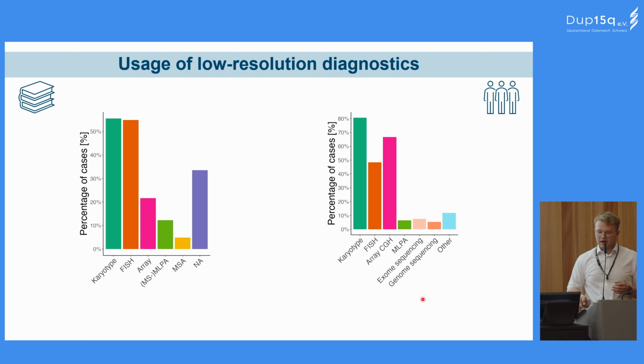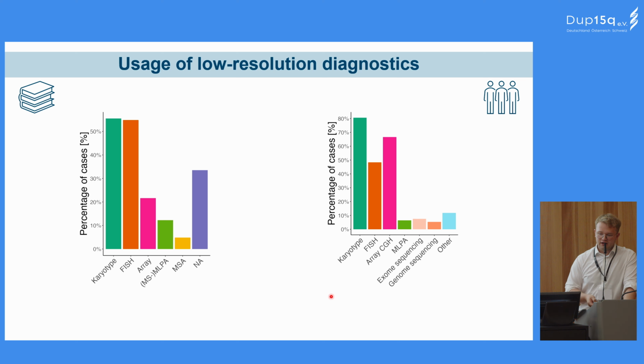What you might see is that more, I would call them, traditional diagnostic tests like karyotyping and FISH are the dominant diagnostic approaches in characterizing the Dup15q genotype. But these technologies are low resolution. If you look here at our registry data, we have an increasing number of individuals who received array diagnostics or even exome or genome sequencing, which gives us a little bit higher resolution of the involved genotype.